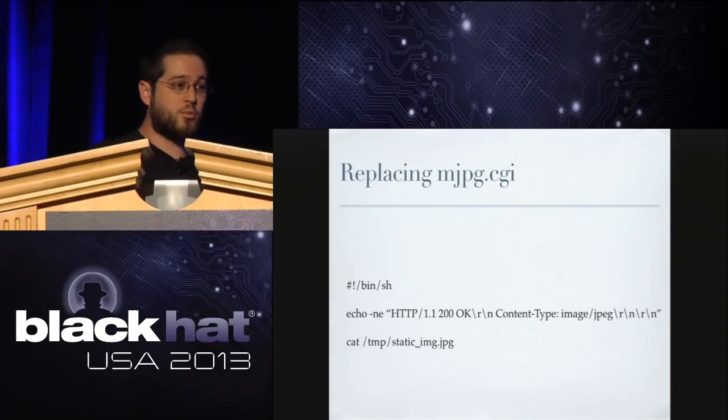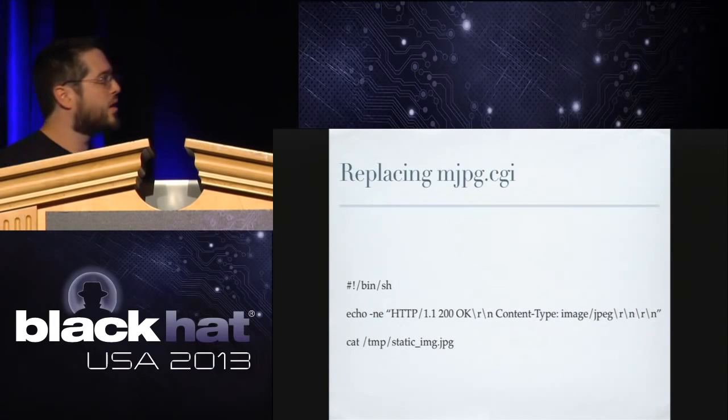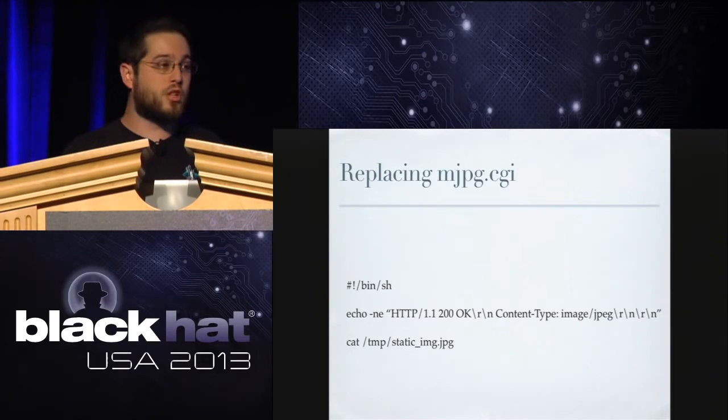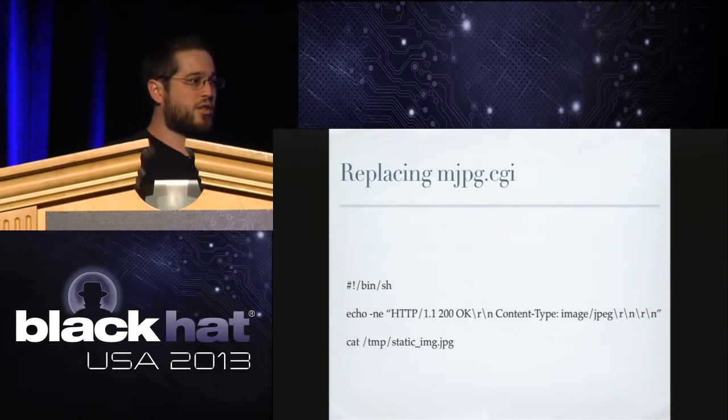A 2-line bash script will suffice, particularly in a pinch. All you have to do is replace this CGI page on disk with a bash script that echoes out some basic headers to make the browser happy, and then cats out the contents of a static JPEG image. Presumably, this JPEG is a picture of the empty elevator, but it can be goatse or whatever you want.